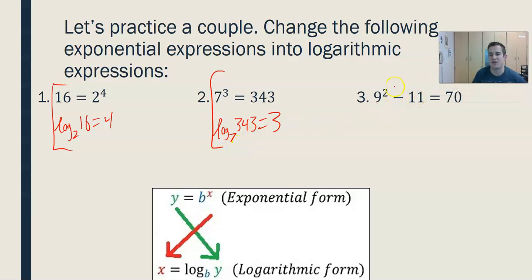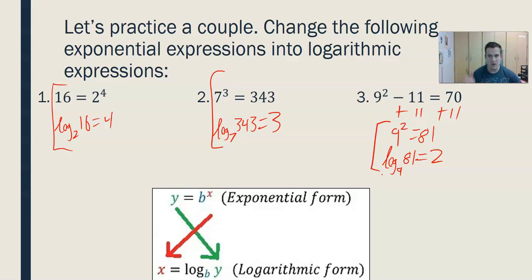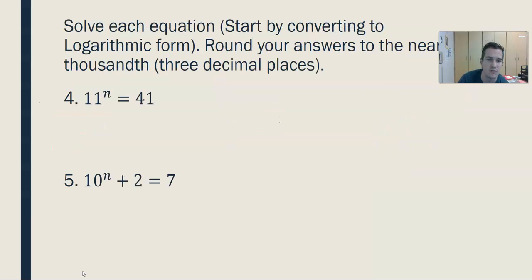In an expression like this, before I change forms, I would have to get my exponent expression right here by itself. So I'm going to add 11 on both sides. 9 squared equals 81. And then I can change this into logarithm form. So this would be log base 9 of 81 is equal to 2. Those expressions are the same. So we talked again last unit about changing forms like this. Now that practice, that tool in our tool belt, is going to come in real handy when it comes to solving equations.